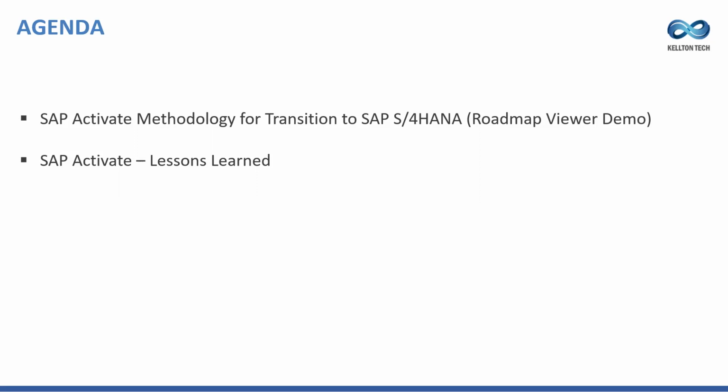And the third, the most important thing, is the methodology. So we are today talking only about the methodology, and I will also walk you through the roadmap viewer, which is rich with the content, and we will see that also, so that we will explore together what is the content that's available and how do we leverage that. Then I will hand over to my colleague. My colleague will share the delivery specific lessons learned over a period of time using SAP Activate.